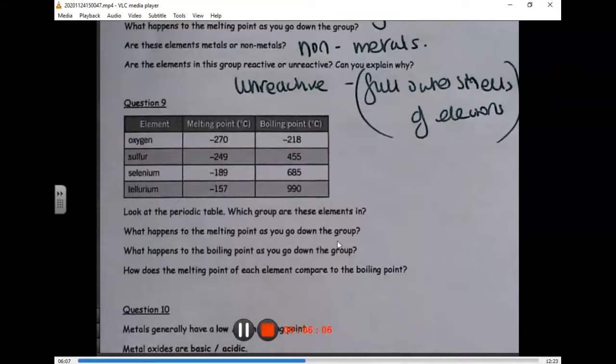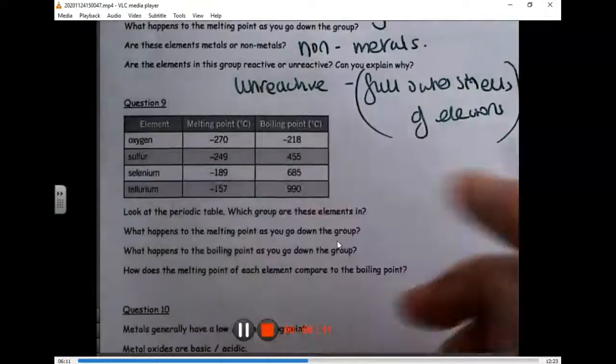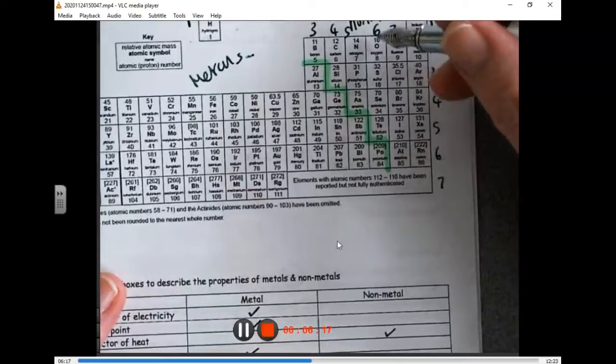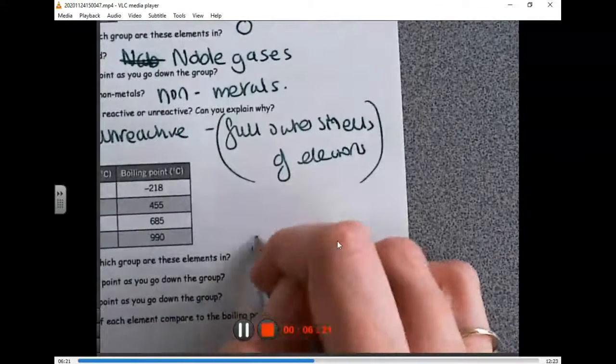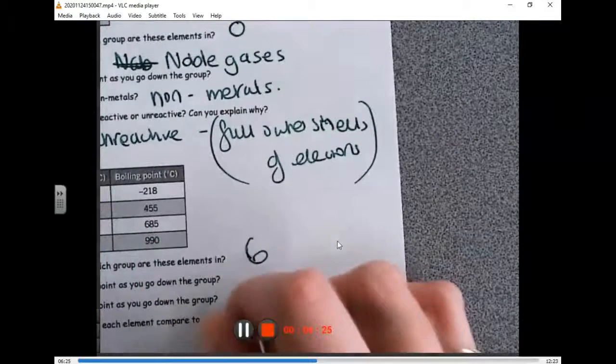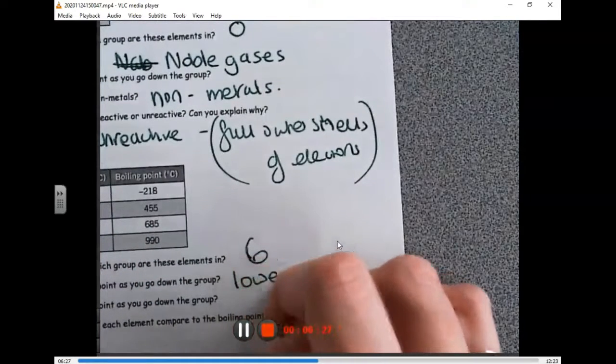So, look at the periodic table, which group are these elements in? Oxygen, sulfur, selenium and beryllium. Oh, here they are, oxygen, sulfur, okay, so they're in group 6. What happens to the melting point as you go down the group? It gets lower, so closer to 0.